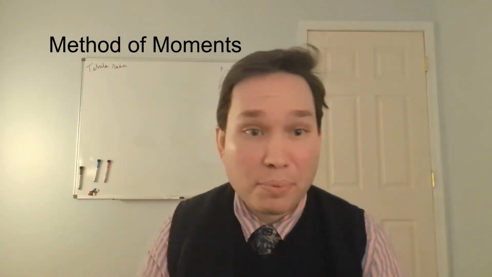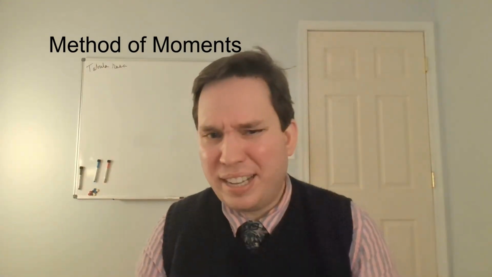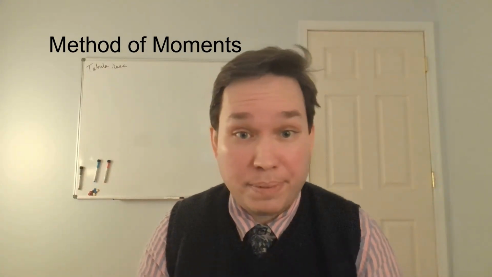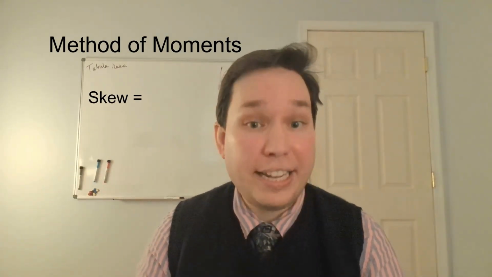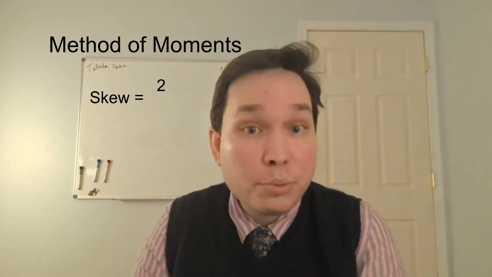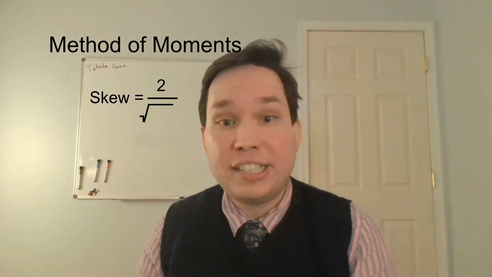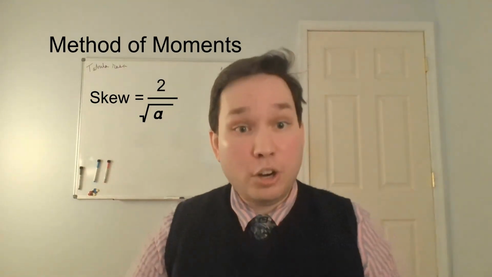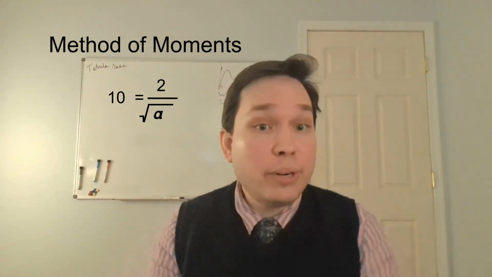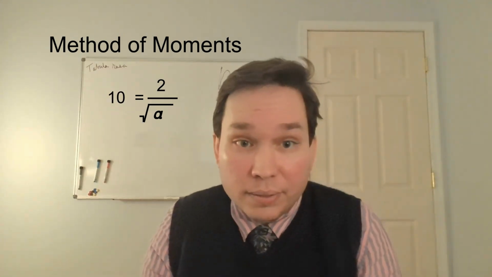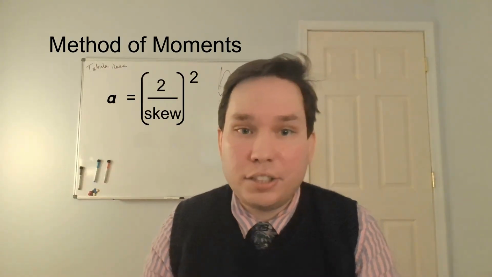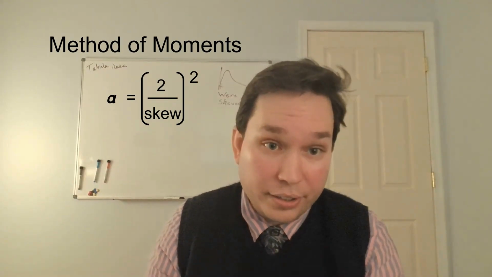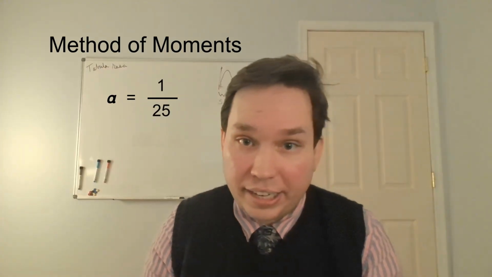You can buy a book on probability theory, but honestly, Wikipedia has pretty good basic information on data distributions. The skewness of a gamma distribution is equal to 2 divided by the square root of the shape parameter alpha. So if we want 10 skew, we can solve this equation for alpha, giving us the quantity of 2 divided by the chosen skewness, quantity squared, or 1 over 25 in this case.